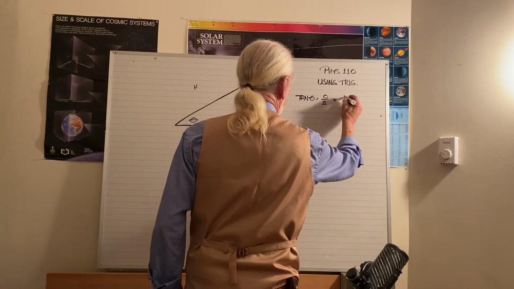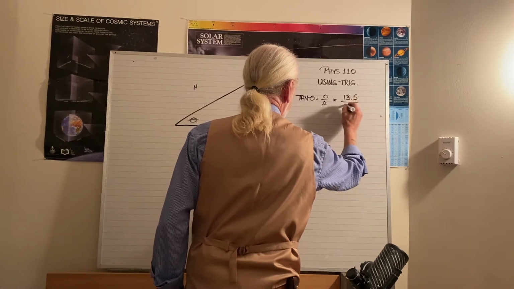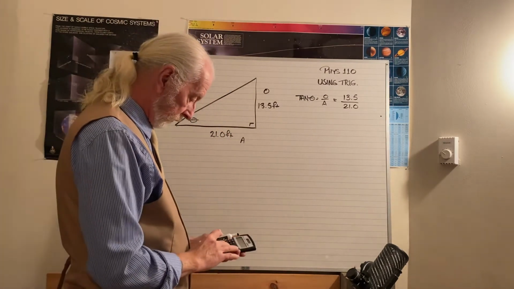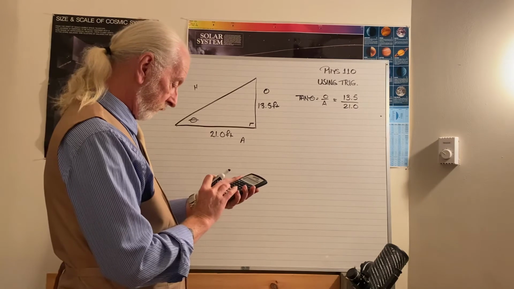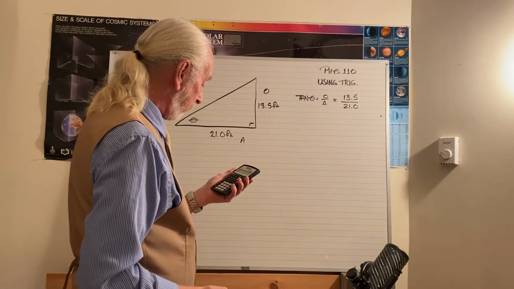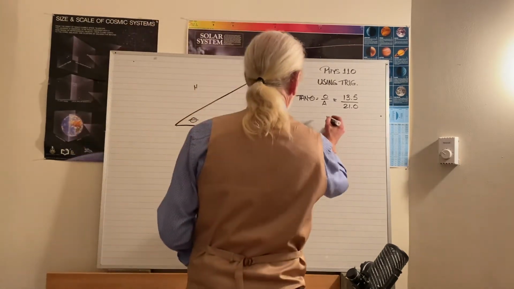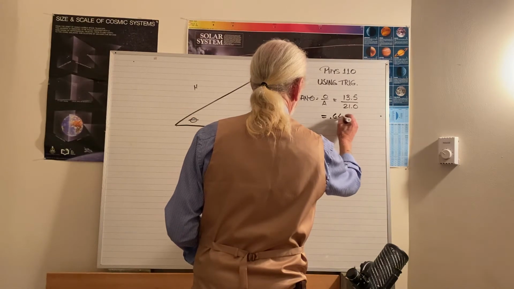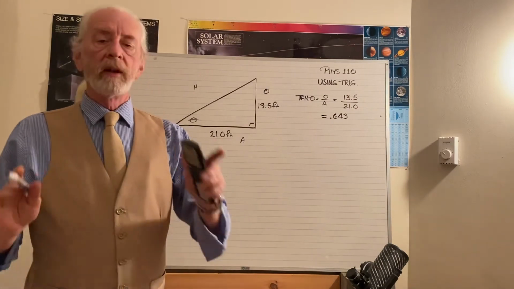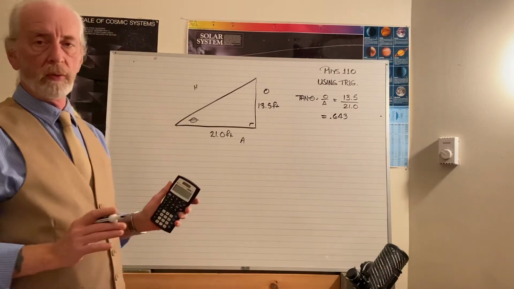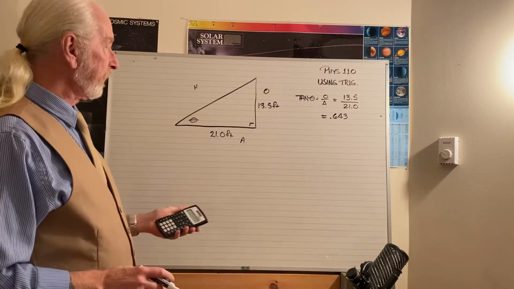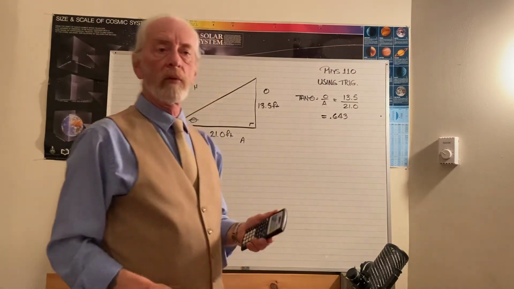equals 13.5 over 21.0. And I got 0.643. All right, that's the tangent of that angle. That's not the angle itself. It's the tangent. It's kind of like the phone number. Now, here's where we run the calculator backwards. I'm going to find out what angle has a tangent of 0.643.